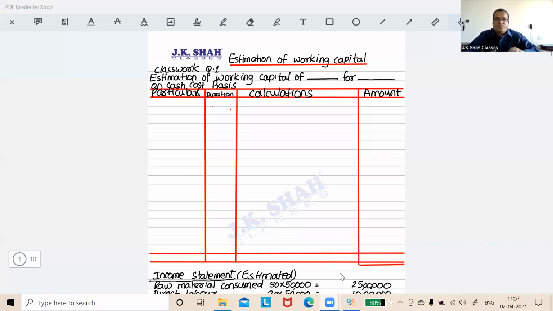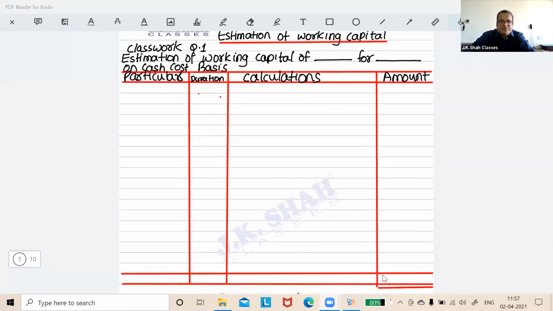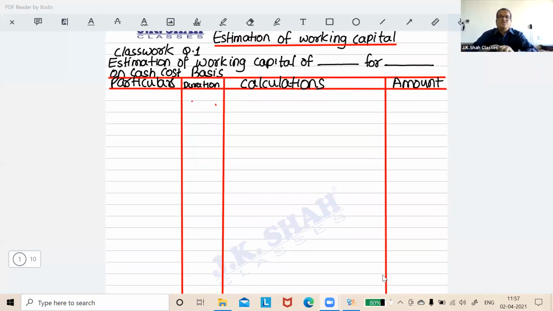So listen to me first. It's for question one, and as we discussed, estimation of working capital of the company's name for the duration, if the year is specified like 2011-12, 2012-13, whatever. On which basis? On cash cost. Why are you doing cash cost? That you know. The question has not specified any method.